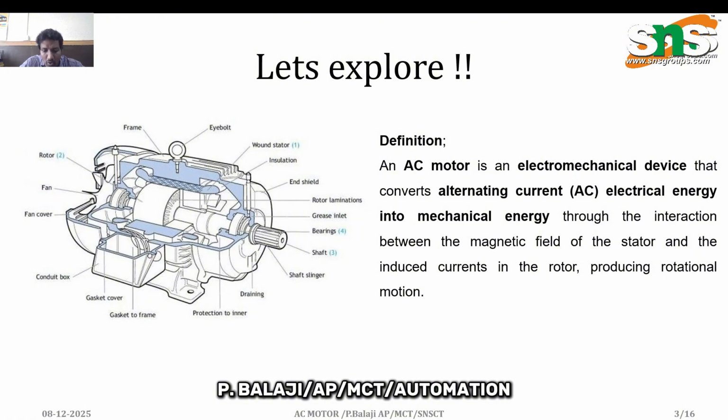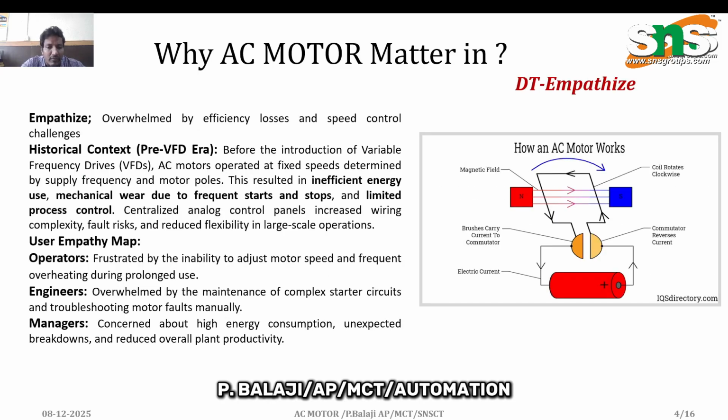So why do AC motors matter? We can see that in our empathize stage. In older control systems, AC motors had several limitations. Without variable frequency drive systems, a motor could only run at fixed speeds determined by the power supply frequency and the number of poles. This caused energy losses, frequent mechanical wear, and poor process control. These three things you have to consider: energy loss, frequent mechanical wear, and poor process control.